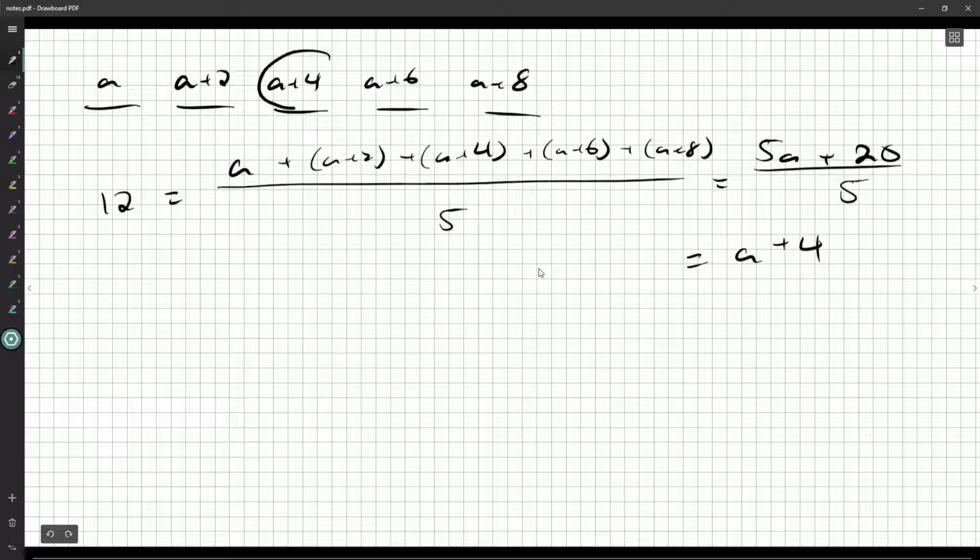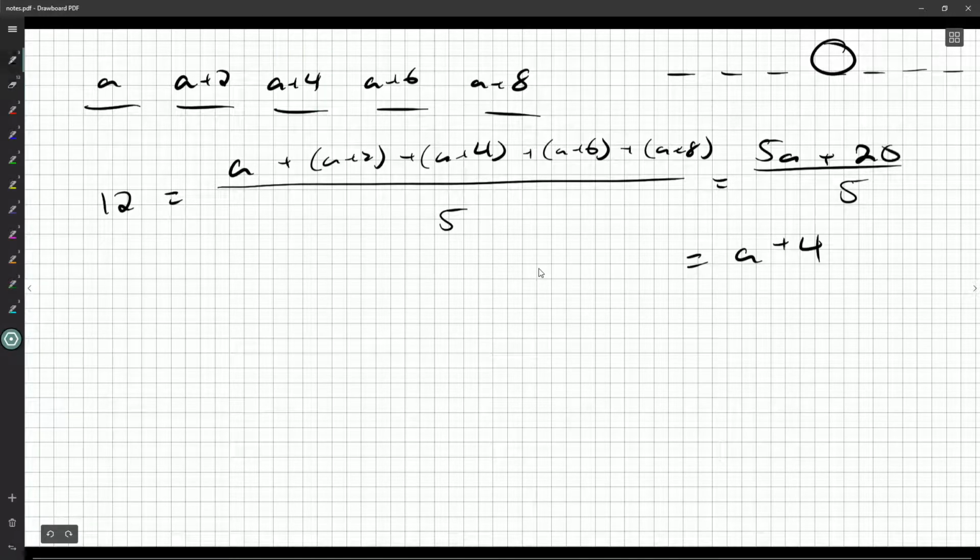You'll also notice the middle number is A plus 4. This is actually kind of a nice trick. If you've got 5 consecutive numbers, or 7, or 3, or an odd number of them, the average is always the middle number. And if we'd known that, we could have just said, oh, okay, the middle number is going to be 12. And we wouldn't have had to actually show our work here. But not everyone knows that, so I thought I'd point it out here.